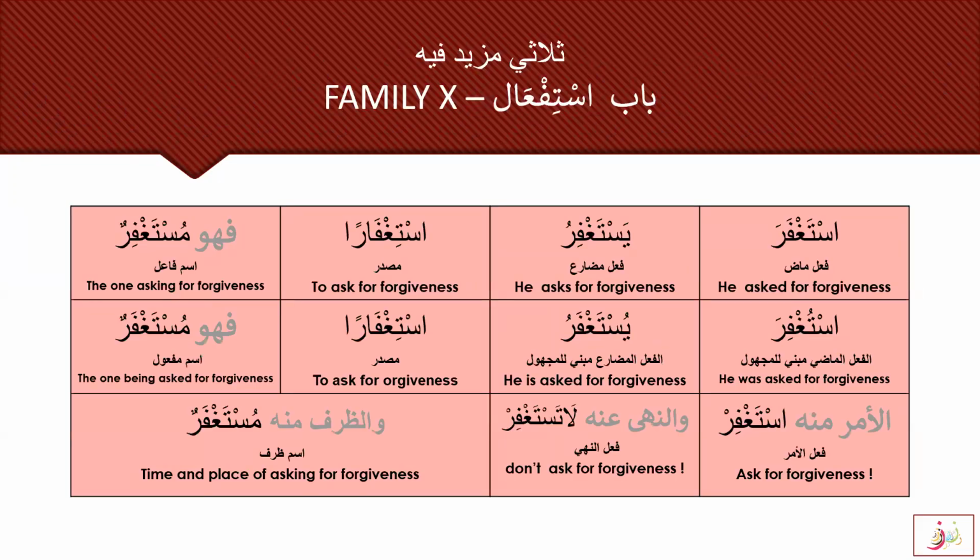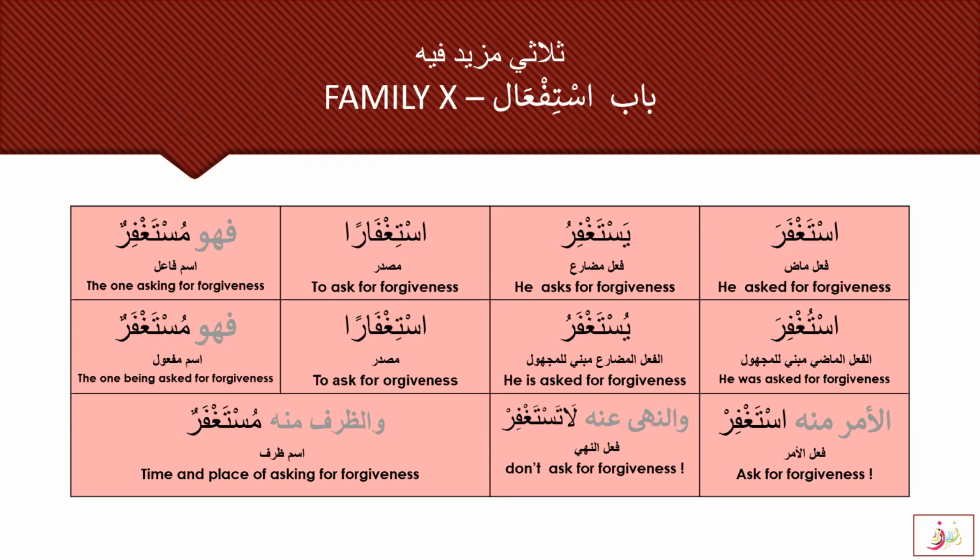So let's start with Bab Istif'al, and as I mentioned, it is very easily distinguishable from other families because the fi'l madi always starts with ist, and the fi'l mudari starts with ya, sin, and ta. So here, Istaghfara, Yastaghfiru, this is the Sarf Saghir chart for باب استفعال family 10. استغفر يستغفر استغفارا فهو مستغفر.